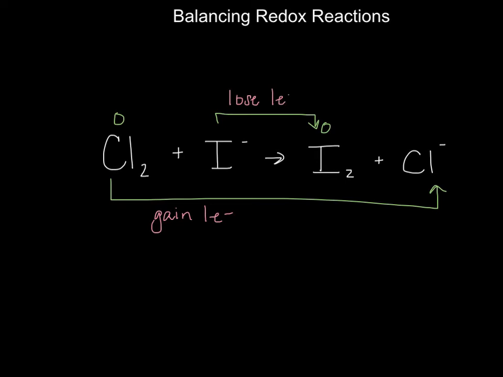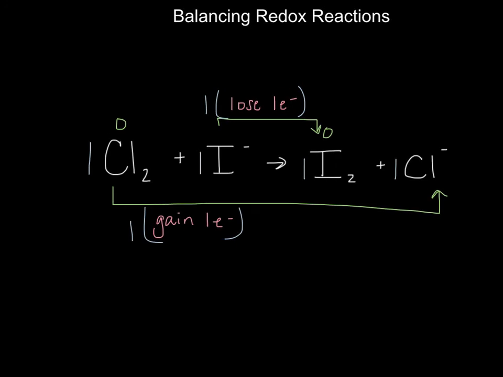And now, if I multiply this by 1 and this by 1, I notice that none of my coefficients are going to change, because I would just be putting a 1 in front of each of these. So my charges are already balanced, but before I finish, I need to check and make sure that my number of atoms is balanced. And as I can see over here, I have 2 chlorines, but only 1 chlorine over here. So I actually need to change this coefficient to 2.